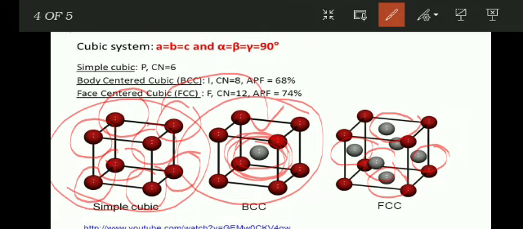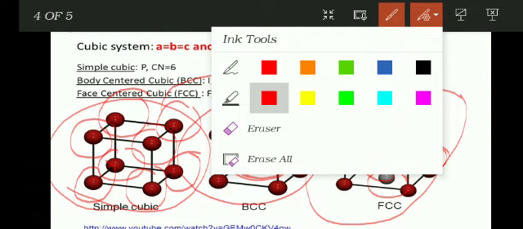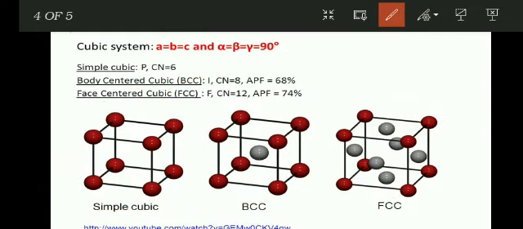We have seen that in simple cubic there are no particles at the center. In the body centered there is only one particle or atom at the center, whereas in FCC, face centered, there are particles at the center of each of the faces of the cube. So these were the three types of different cubic system. We have also seen, as given here, the efficiency of all the three systems. You remember we had seen that FCC has the best packing efficiency of about 74%.